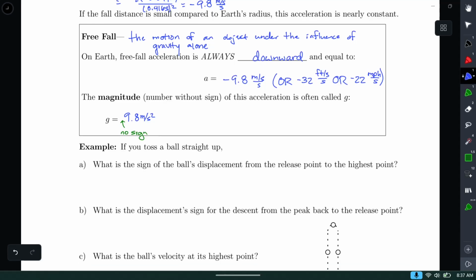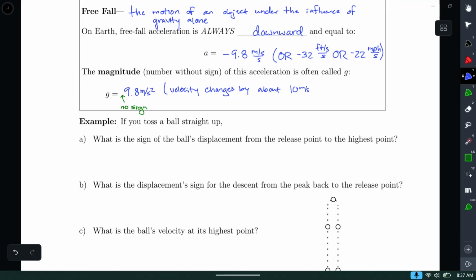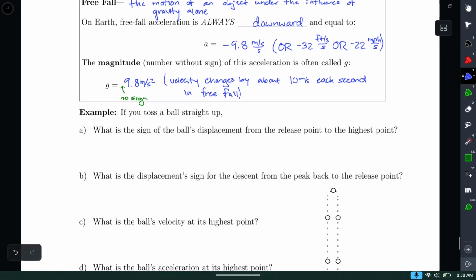And it's the one that gives you maybe a better feel for what this is saying. It's saying that the velocity changes by about 10 meters per second. I'm going to round there just to make it easier to think about. 10's an easier number to think about than 9.8. It changes by about 10 meters per second each second in free fall. That's what that means.